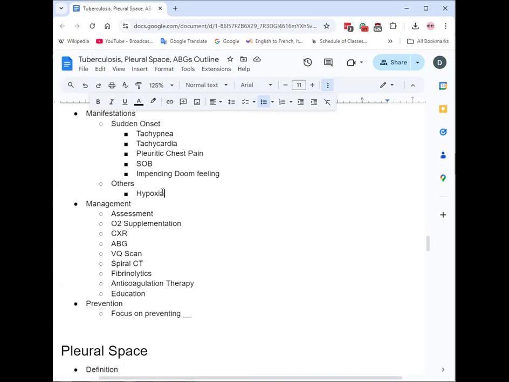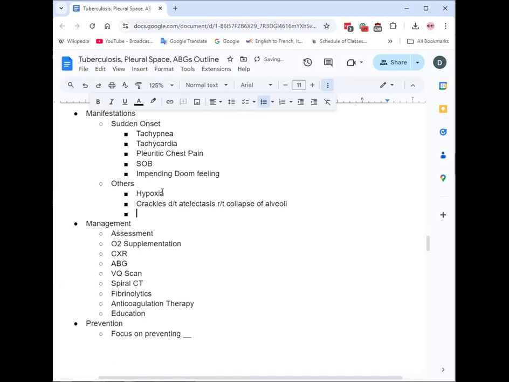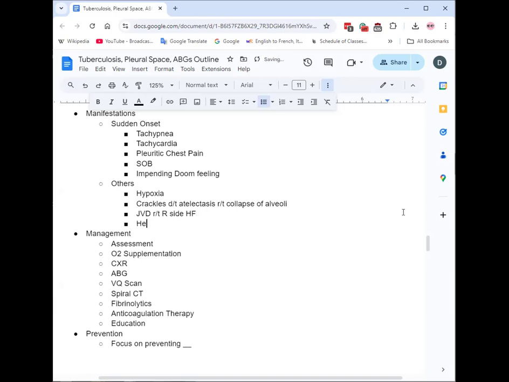The pulmonary embolism can cause a collapse of the alveoli, so you can have crackles due to atelectasis related to the collapse of alveoli. Neck vein distension, that would be a consequence of right-sided heart failure, so that would be JVD related to right-sided heart failure. Hemoptysis, yeah. This one is essentially full on coughing up blood, and that's actually a key sign to tell apart some of the things. So that's coughing with blood.